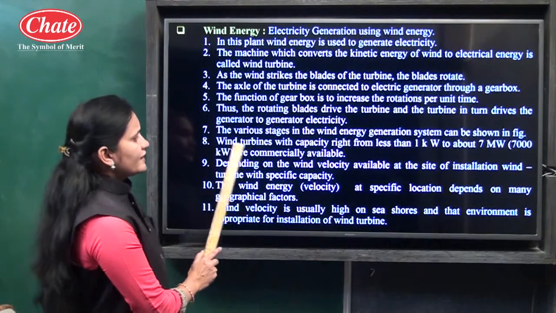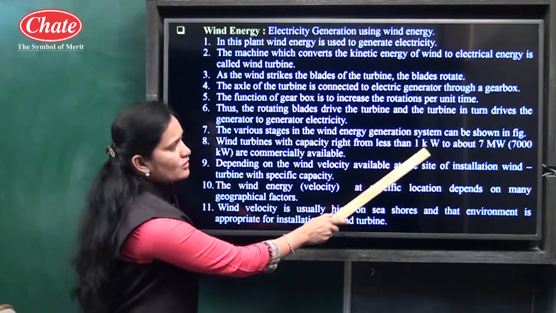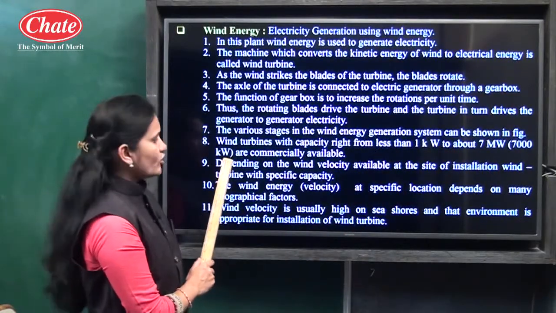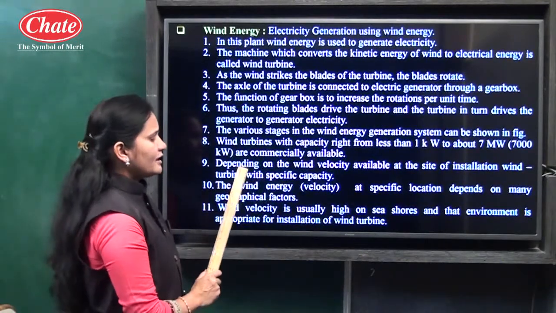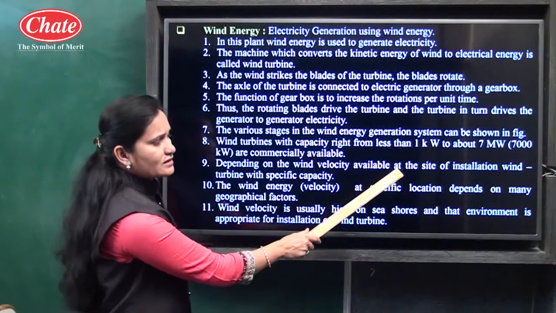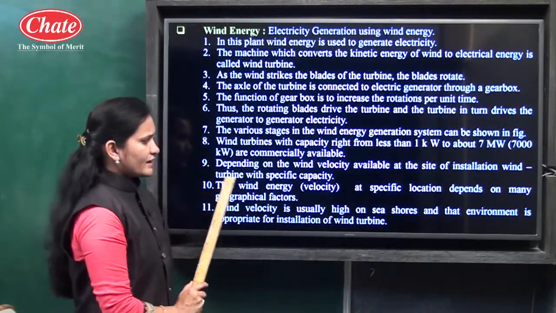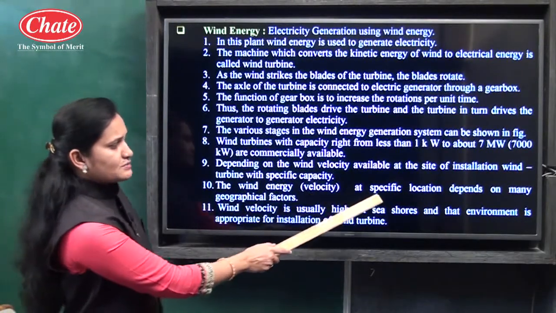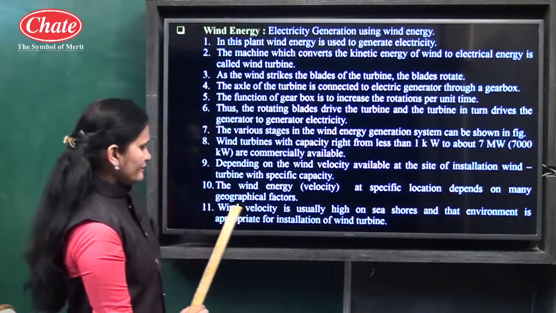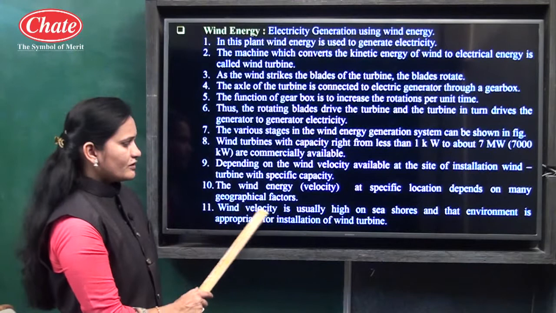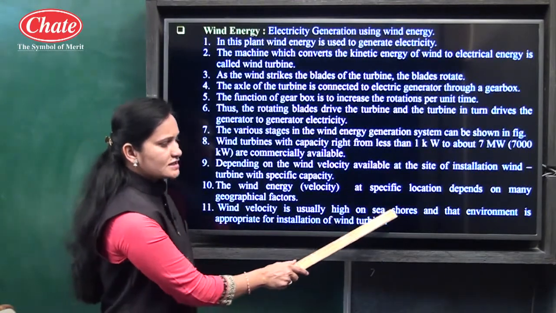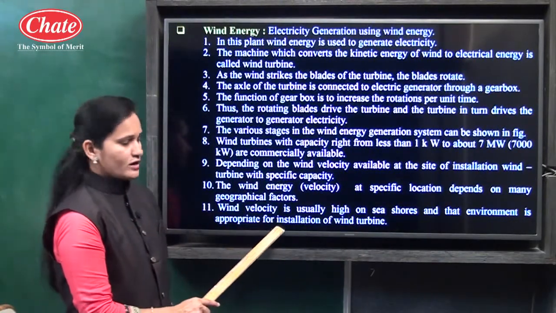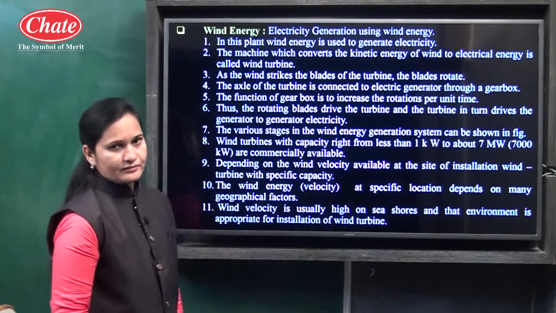Now see the wind turbines with capacity ranging from less than 1 kilowatt to about 7 megawatt. 7 megawatt means 7000 kilowatt are commercially available. Depending on the wind velocity available at the site of installation, a wind turbine with a specific capacity is chosen. The wind velocity at a specific location depends on many geographical factors, and wind velocity is usually very high on seashores, and that environment is appropriate for installation of a wind turbine.